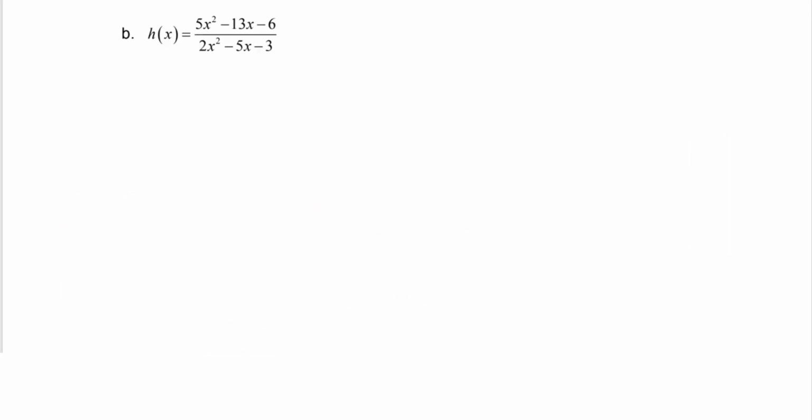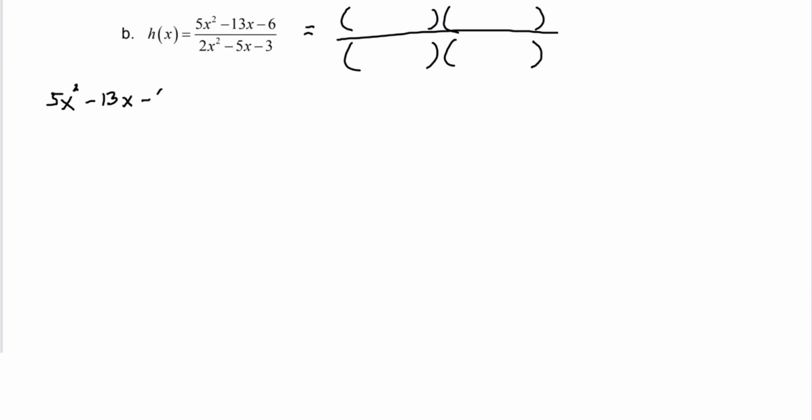Up next, we have another rational function. Let's start by finding the vertical asymptotes. To do that, we need to factor. So we will factor the top and the bottom. And since these are quadratics where a is not 1, we need to use the AC method. So looking at the first quadratic, the numerator, AC is negative 30. We need two numbers that multiply to negative 30 and add to negative 15.